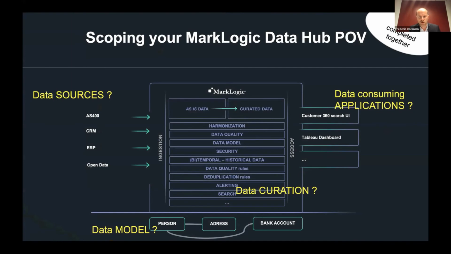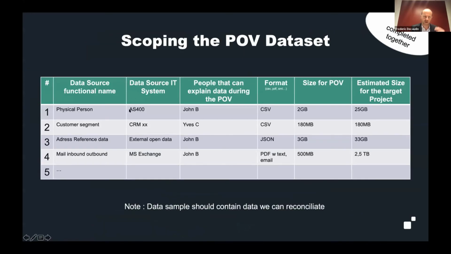So just to illustrate it, if I take some example of the questions that we ask you if you want to trigger a POV, we take this kind of schema that you have seen along the 3 events we run together on the MDM, but we need with you to define what are the data sources and to list them, what is a target data model, maybe very simple with some ontology and some links between business entities. What are the data curation you want to run and what are the data consuming applications you want to serve? Answering these 4 questions, you have a good starting point. And then we can go more into details.